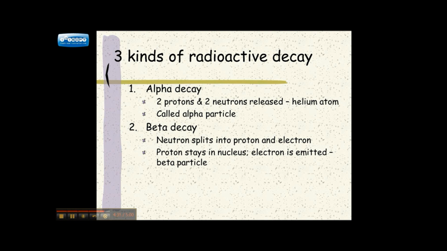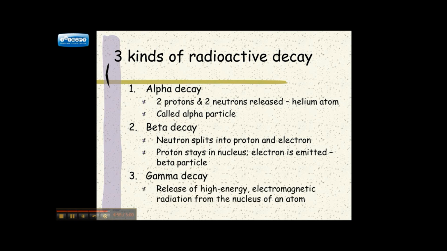Now the most dangerous kind is gamma decay. If you remember from the electromagnetic spectrum, gamma rays, which is what gamma decay releases, are the highest energy, highest frequency type of wave, very dangerous. So it is the release of high energy electromagnetic radiation. This is not changing the nucleus, just releasing energy.